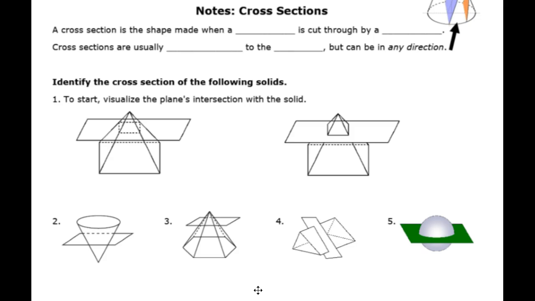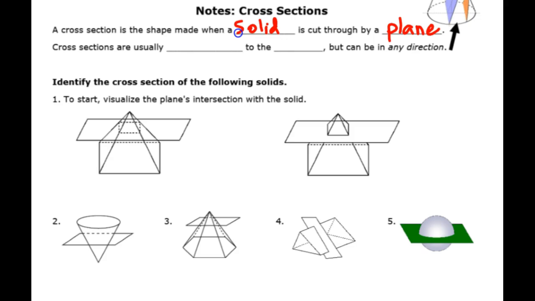So here's the deal. Cross sections is all about just cutting 3D figures and getting a little slice, okay? So a cross section is the shape made when a solid is cut through by a plane. Do y'all remember what a plane is? What's a plane? In math, geometry, first week of school. Flat surface, right? A plane is a flat surface with no thickness and extends forever in every direction. So that is thin enough to slice anything. So we slice a solid and we get a shape.